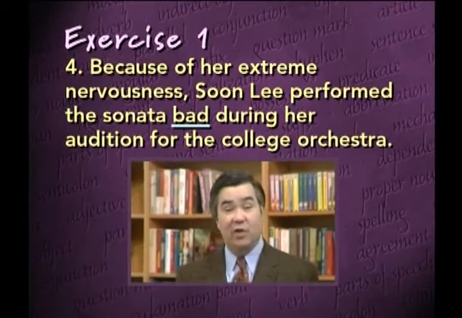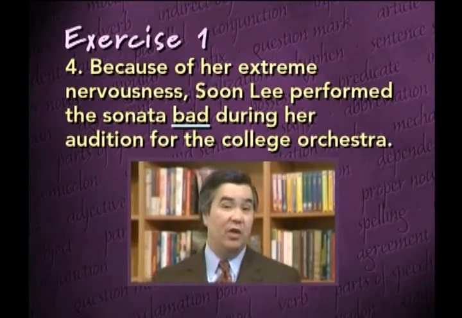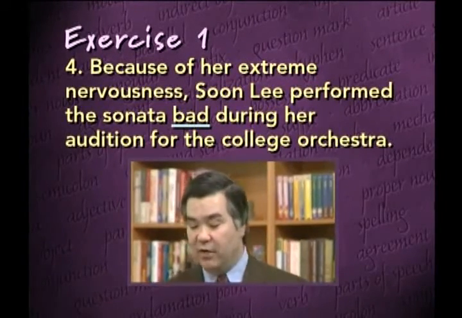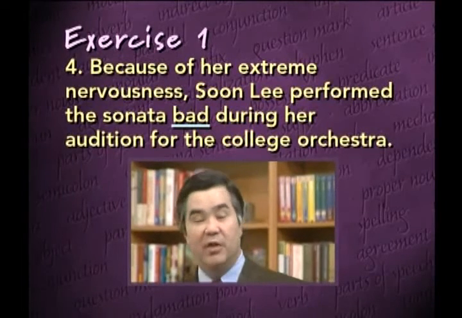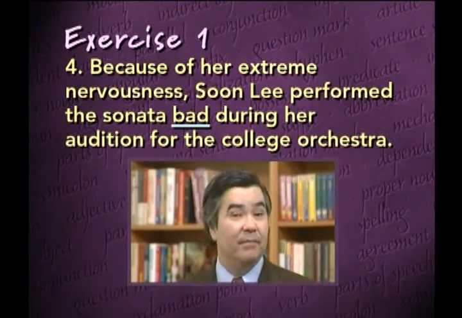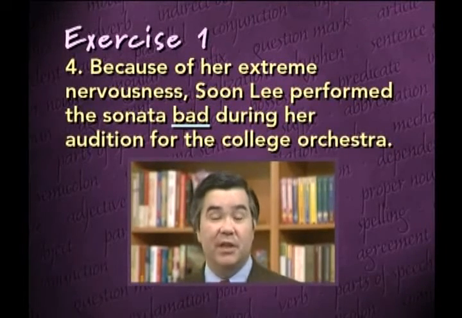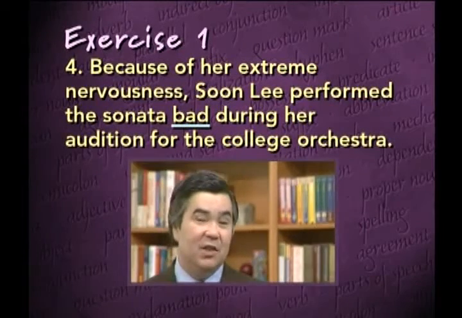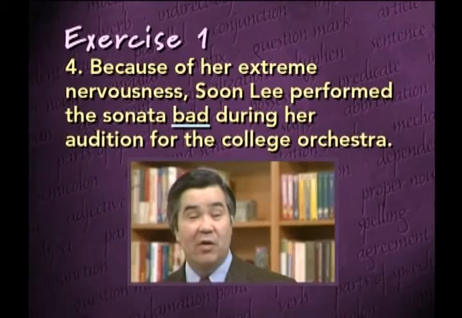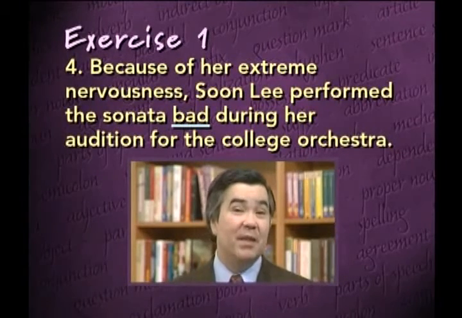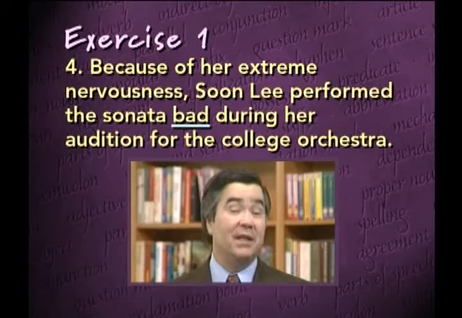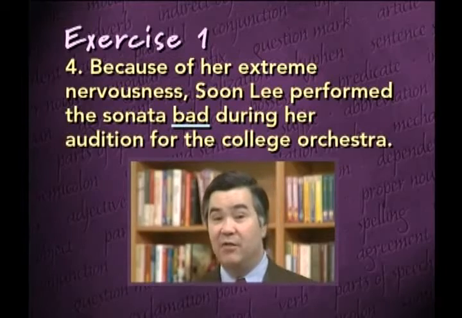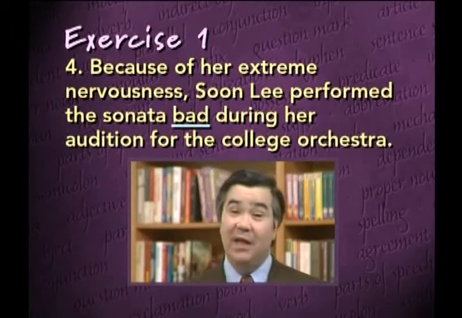Now, is the adjective correct in this particular part of the sentence, or should an adverb be used instead? Let's look at the context, and in particular, let's focus on the verb. It says, Soon Lee performed the sonata bad. What's the verb there? The verb is performed. The subject is Soon Lee. Now, is performed an action verb or a linking verb? Is it describing something that Soon Lee did or something that she was? It's describing something that Soon Lee did. Performing the sonata is an action. So performed is an action verb. And remember that an action verb needs to be followed by an adverb, not an adjective.